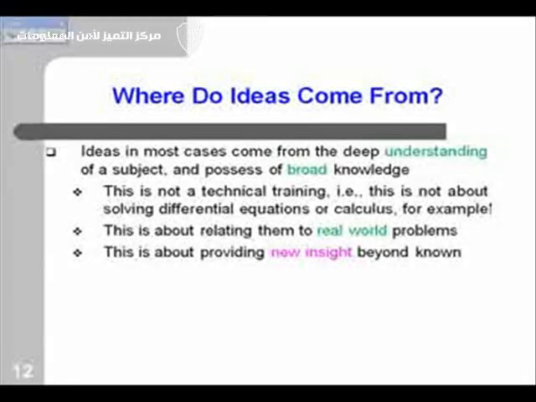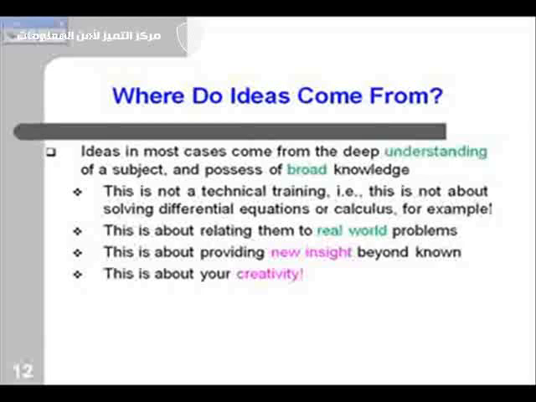And this is all about providing new insight beyond the known. This is research. You have to give new insight, new knowledge, what has not been known by the people. This is about your creativity, of course. A good researcher is a creative person, like a good artist is a creative person. If an artist is very creative, then he will be a very good artist. He will become most famous in the world. Picasso, a very creative person, okay?